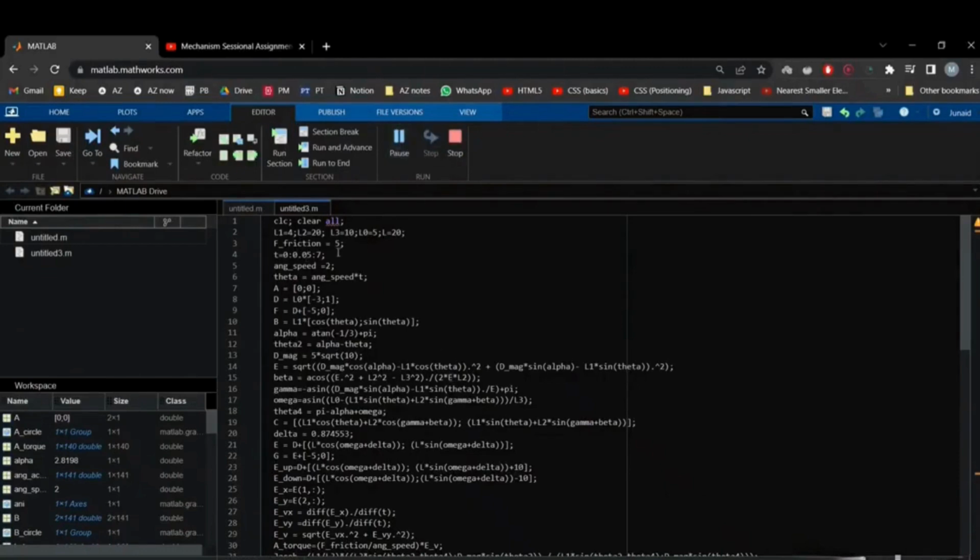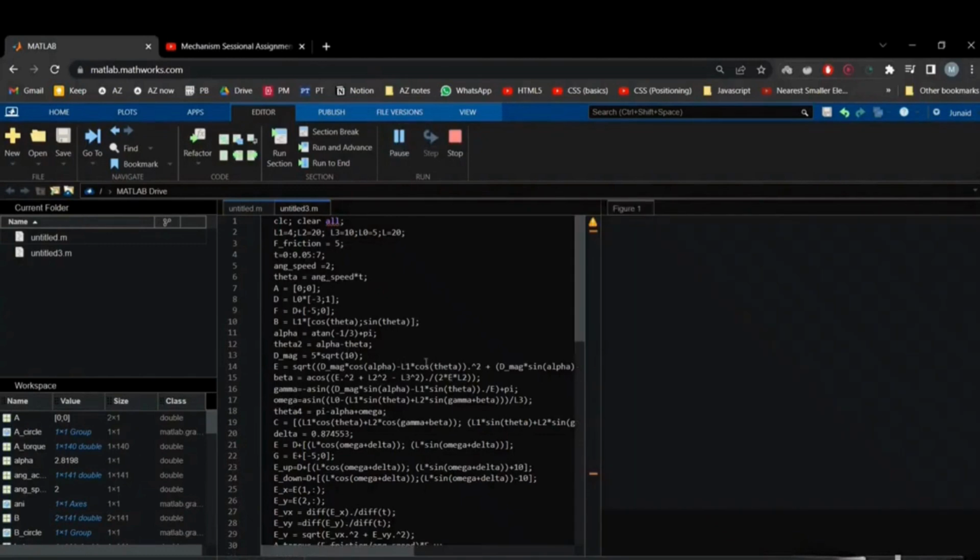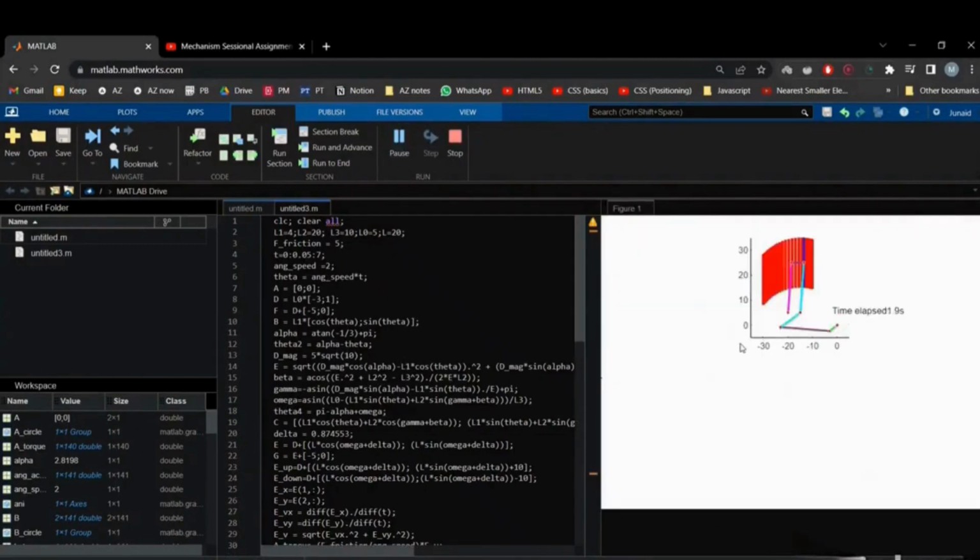So this is the code we have written for the simulation, and here it is being simulated in MATLAB. We have specified the lengths of the different bars. We have some friction force also. Then we are simulating at intervals of 0.05 seconds up to 7 seconds. We have an angular speed of 2.